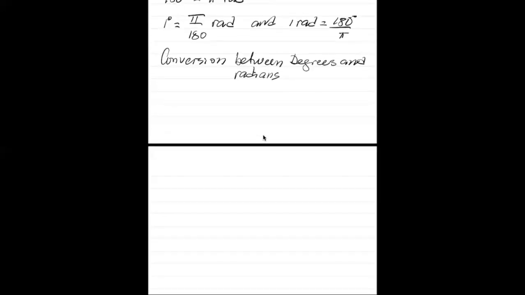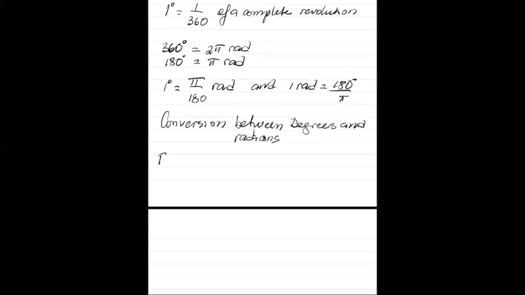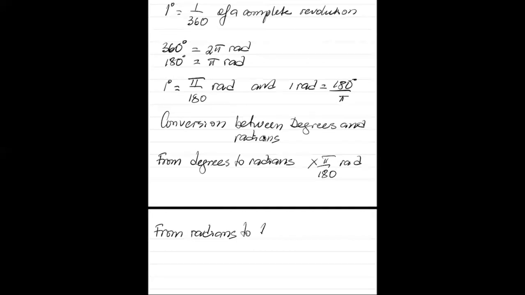So from degrees to radians: to convert from degrees to radians, multiply by pi over 180, giving radians. And now from radians to degrees, multiply by 180 over pi, giving degrees.